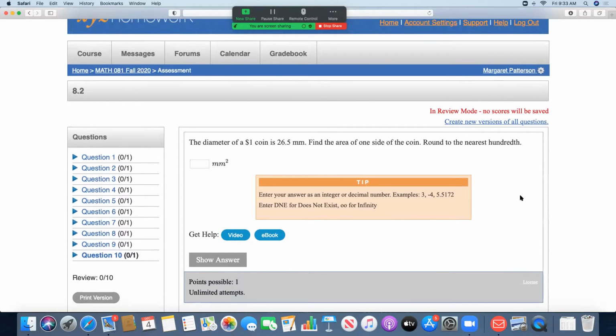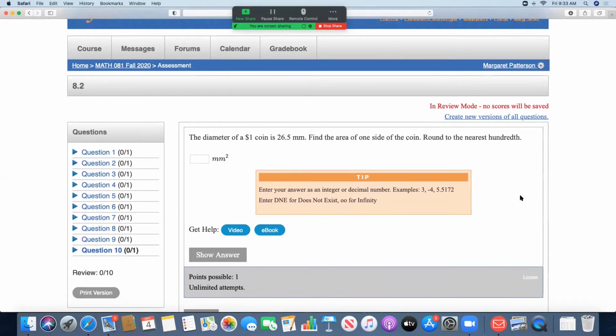The diameter of a $1 coin. Okay, I'm going to write it down. 26.5 millimeters. That's the diameter. I'm going to write it down. Find the area of one side. Wait a minute. Yeah, I had a lot of problem with that one. Wait a minute. Let me read again. Diameter of a $1 coin is this. Oh, find the area. Oh, okay, I just couldn't read it.